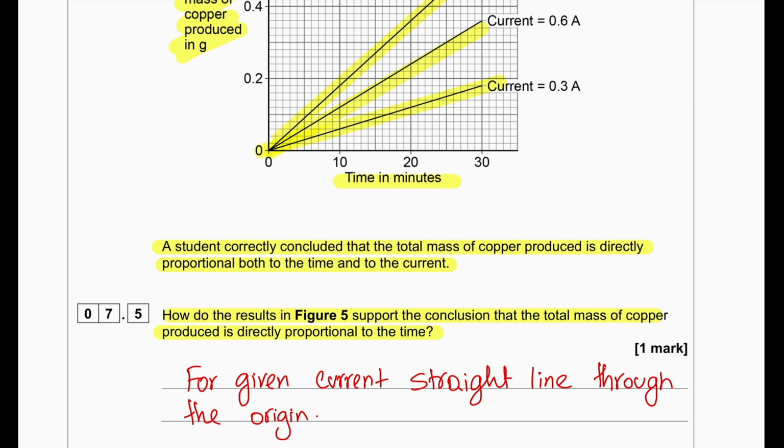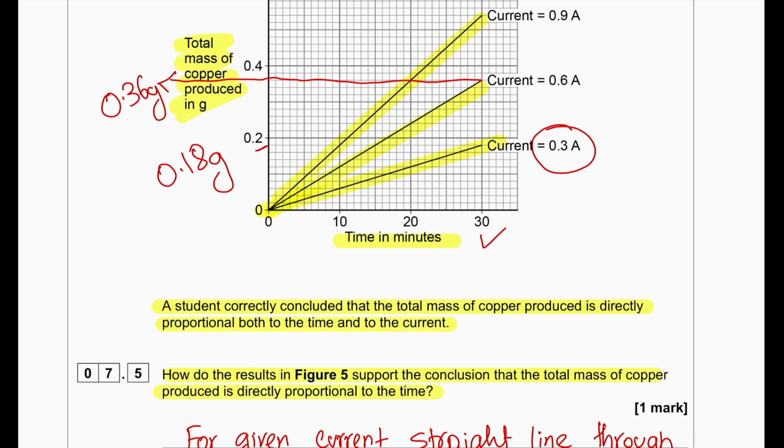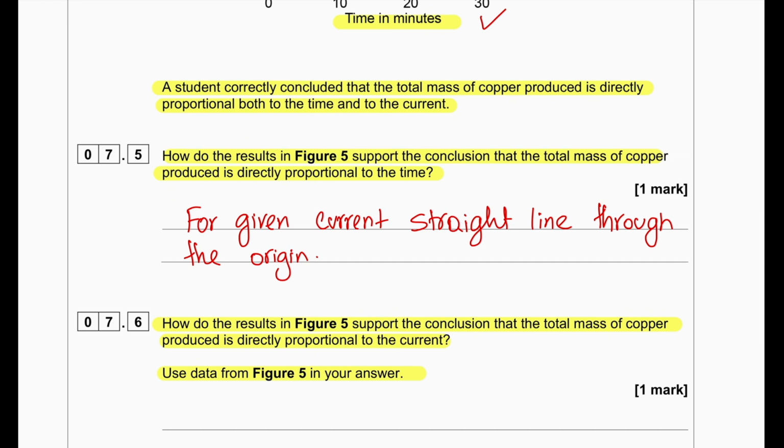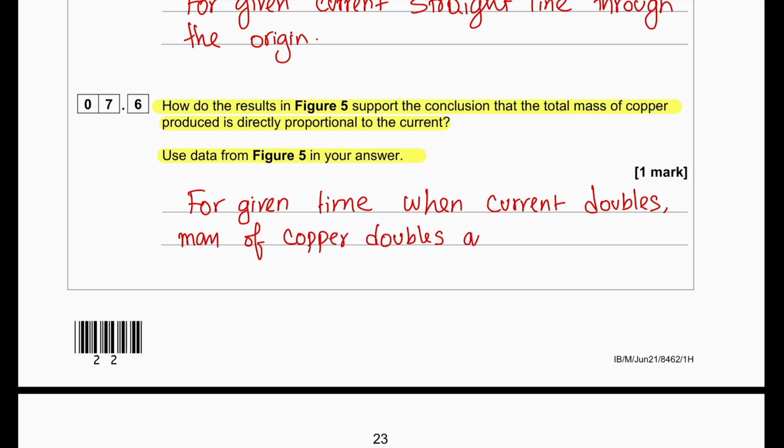So if we use the data from figure 5, we can see that at 30 minutes with 0.3 ampere, our total production is 0.18 grams. And with 0.6 ampere current, our total production at 30 minutes is 0.36 grams. So the conclusion is that for a given time, when the current doubles, the mass doubles, and we can give this supporting data.